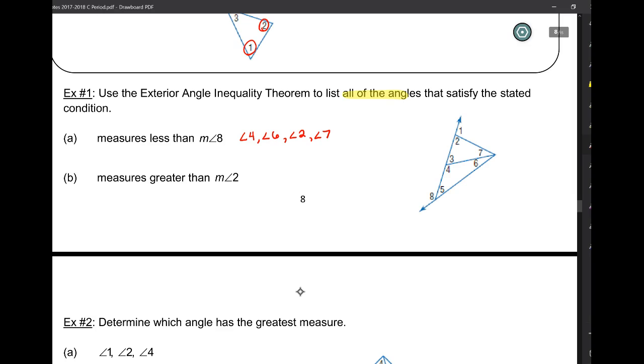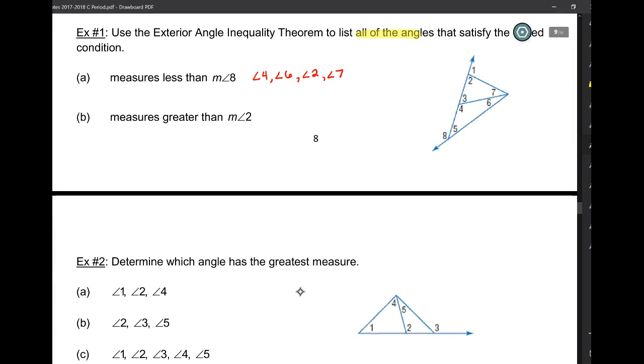I said, let's think about it. Let's write them down so we can get them all. Everybody have a chance to write them all down? Okay. How many did we get? 2. 3.